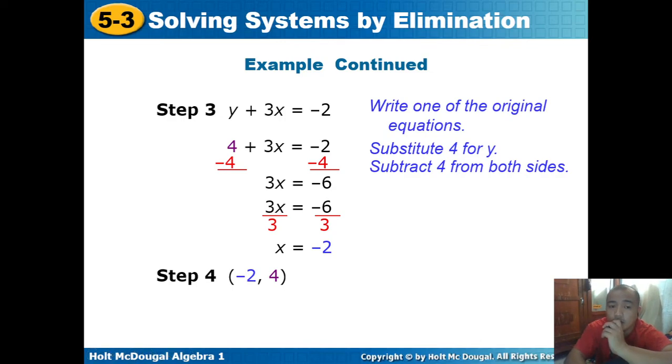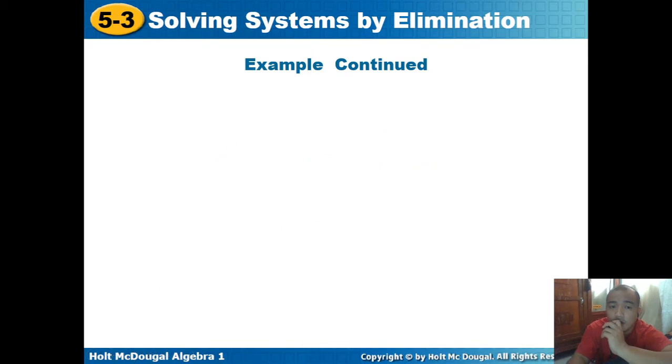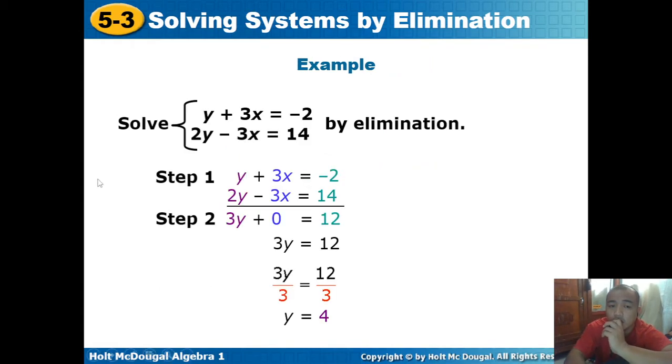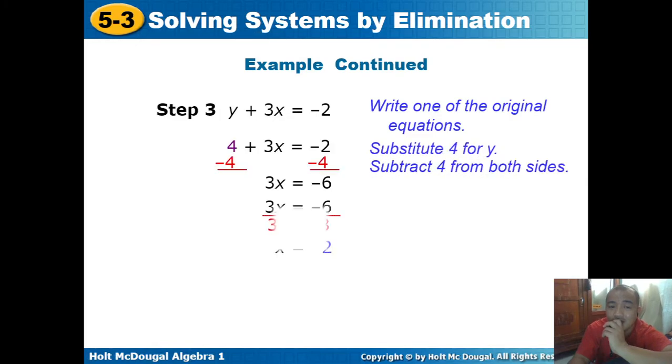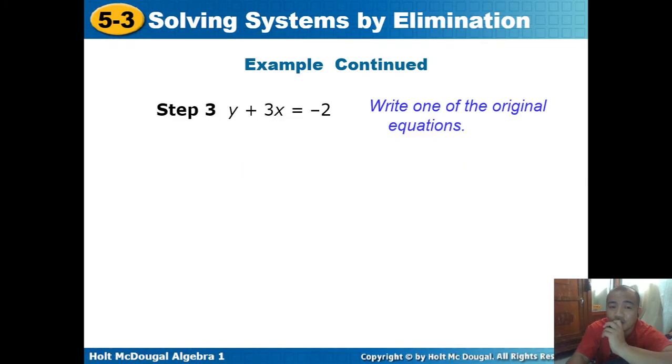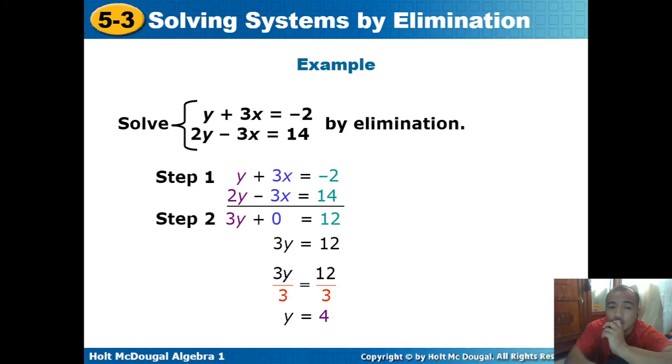So, we have here equation 4 plus negative 6. 4 plus negative 6 is negative 2, correct. And for the other, 2y minus 3x. What is our x? Our x is negative 2. x is negative 2, y is 4.